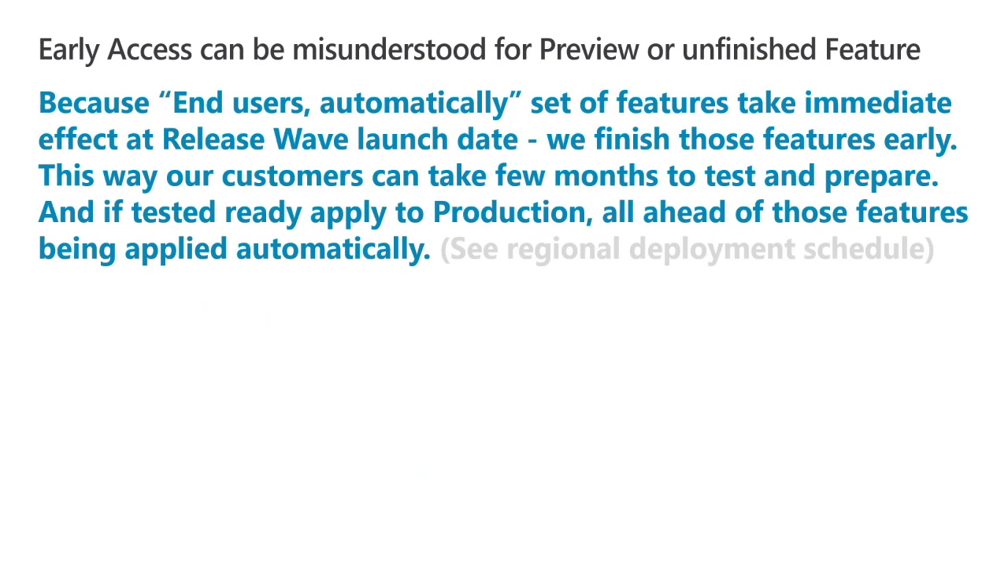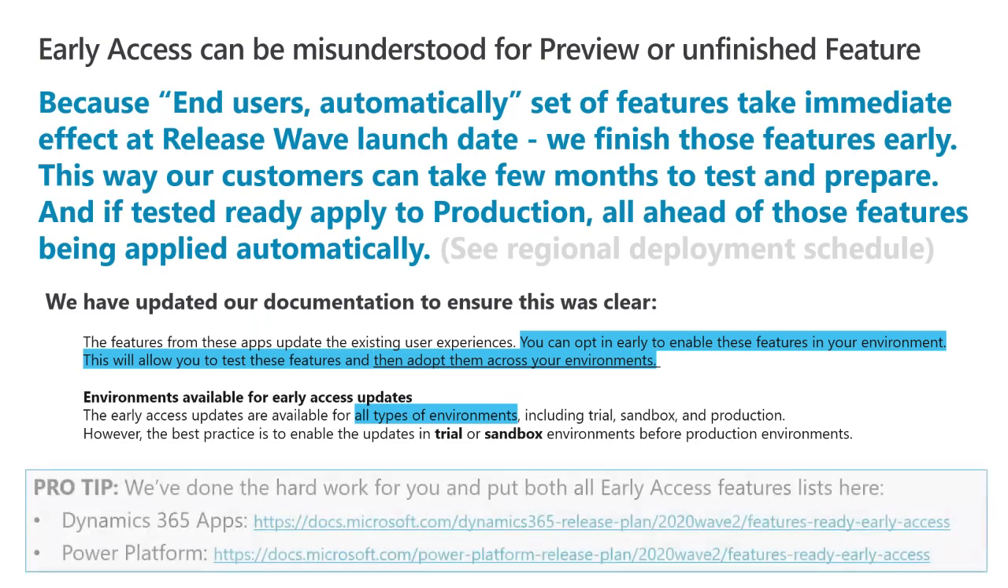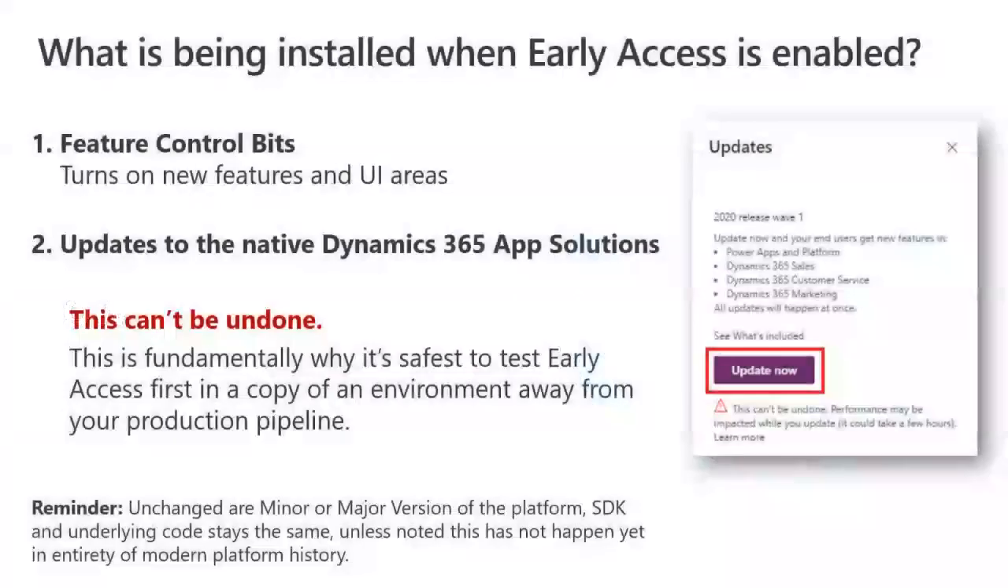We're confident about these features. We finished them early and they're available to you. So we have that in the doc so you feel safe that it's available for you to deploy to production. Just make sure you actually test this. And here are the 2 links to go ahead and read these features and capabilities. How to actually apply this early access early, right? There are actually 2 things that happen when you apply this update early. There are feature control bits that light up a lot of this new UI capability, but also if we introduce new capabilities and add new controls, we need to ship them as part of our native solutions. You can't undo this. That's why we really ask you to take the time to test this in a parallel environment.